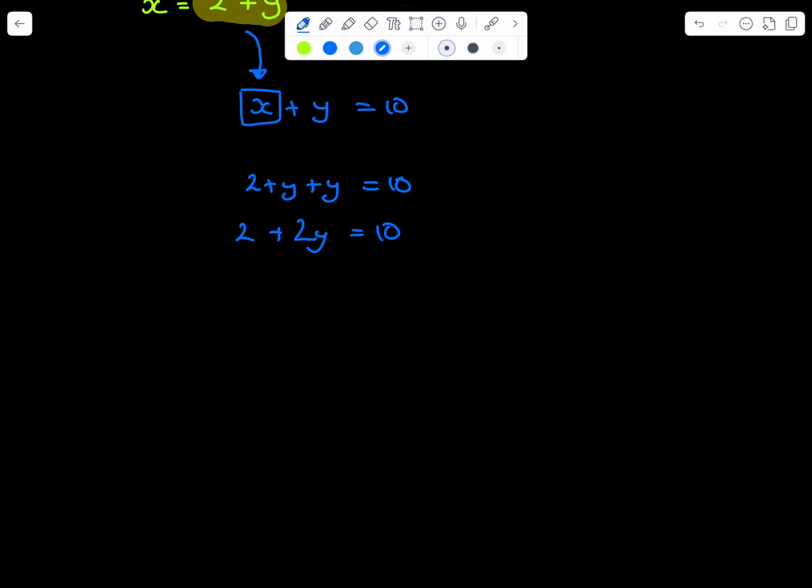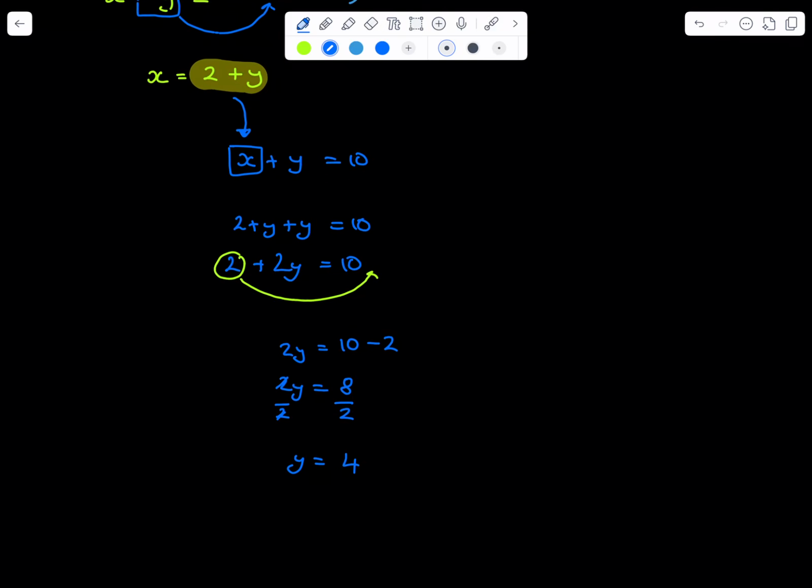Okay, so now we want to make y the subject. So we're trying to get rid of this 2. So to get rid of it, we're going to bring it to the other side or subtract it from both sides. So on the left-hand side, you're just left with 2y. On your right-hand side, you've got 10 take 2. 10 take 2 is 8. And so 2y is 8. And our final step is to get rid of the 2. So we're going to divide both sides by 2, which means y equals 4.